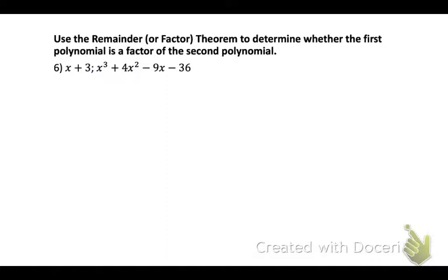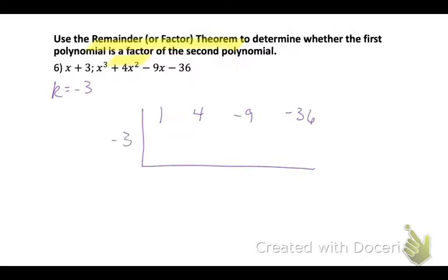Now we're going to use the same process and the idea of the remainder theorem to determine whether that first polynomial, so x plus 3, is a factor, meaning it divides evenly. So again, we'll do the same process of this synthetic division. Our k value is now -3, because remember, when it's in an expression, it's the opposite sign.